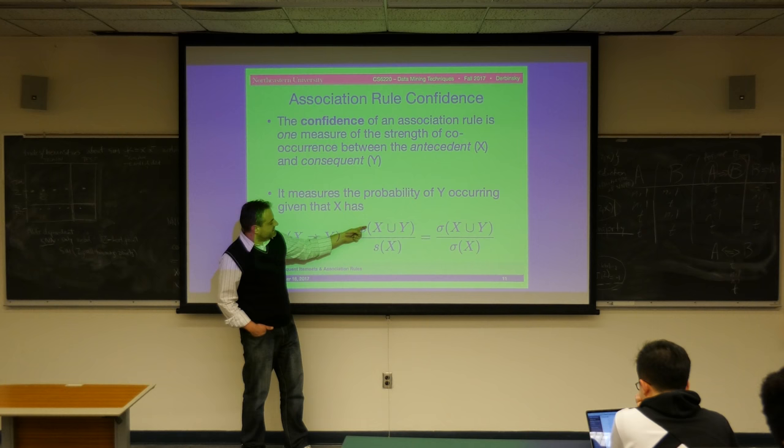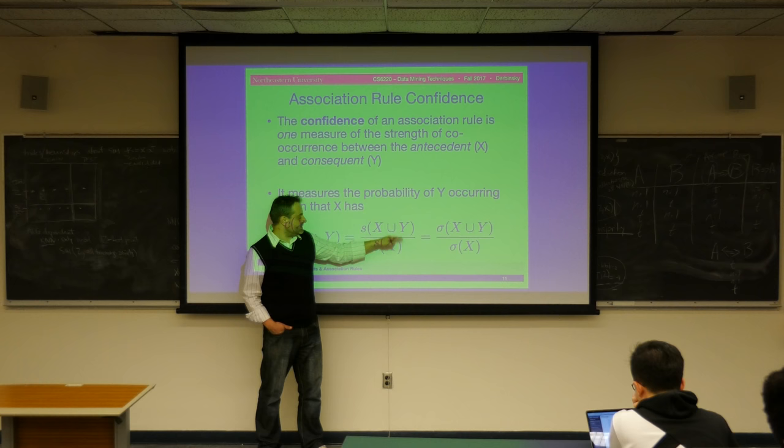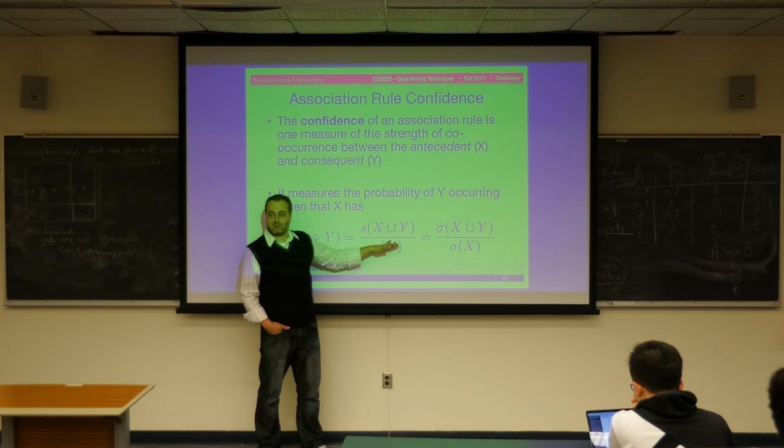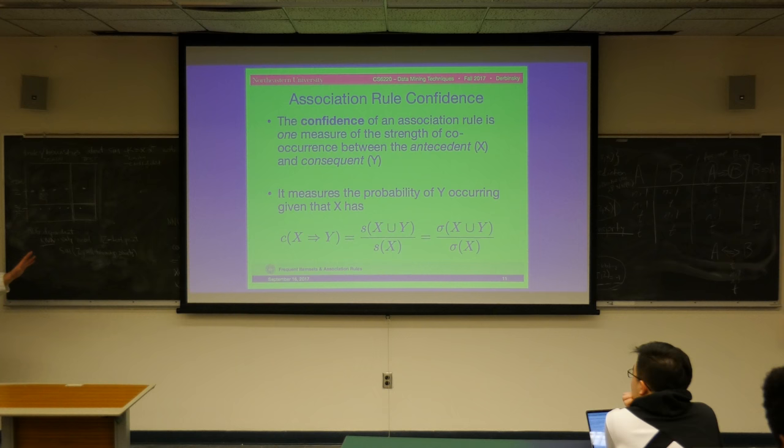So this is going to be a smaller count because the transactions that contain this are a subset of the transactions that contain that X. So this is certainly going to be smaller than one. How many people follow me? This is extremely easy stuff.